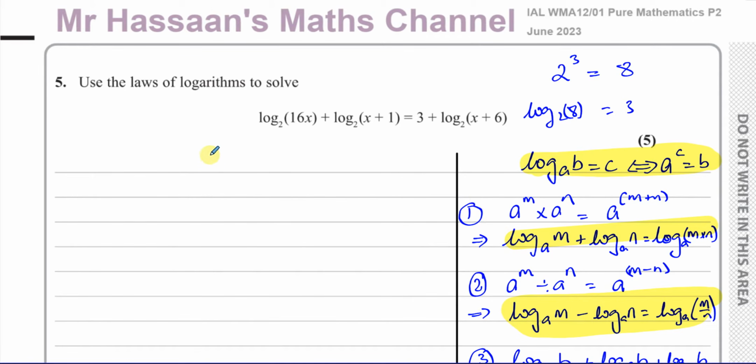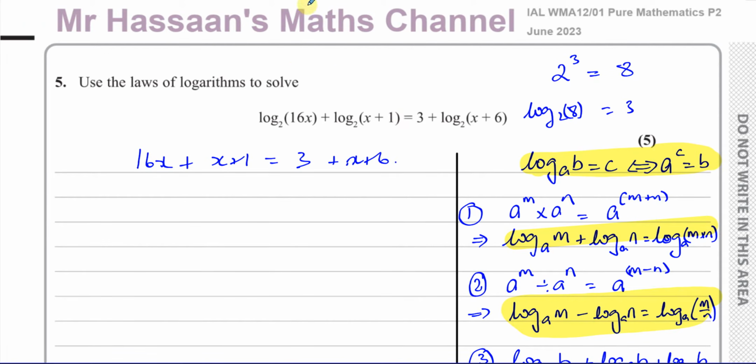Now, I'm going to first look at some of the big mistakes people make. One of the biggest mistakes people make is they think that because the laws of logarithms are alien to them, they can just get rid of the logs. Just write it as 16x plus x plus 1 equals 3 plus x plus 6 or something like that. Just get rid of the logarithms.